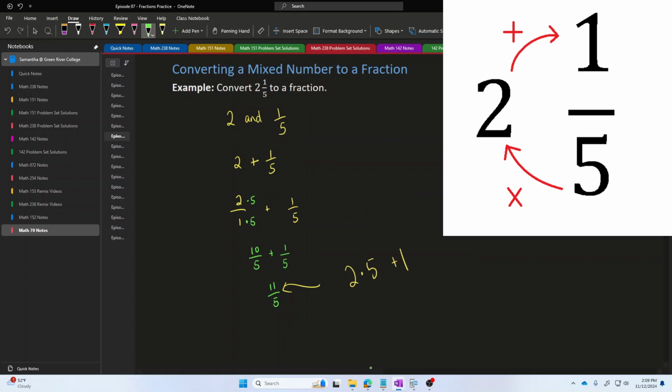We can take the whole number part times the denominator and then add it to the numerator.